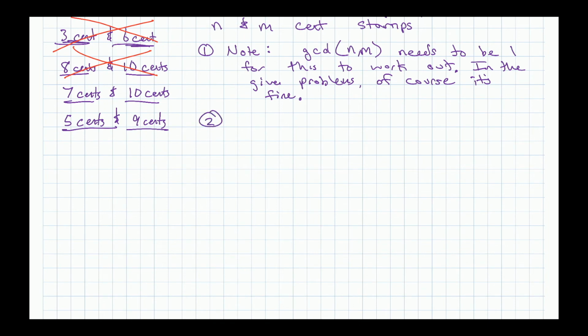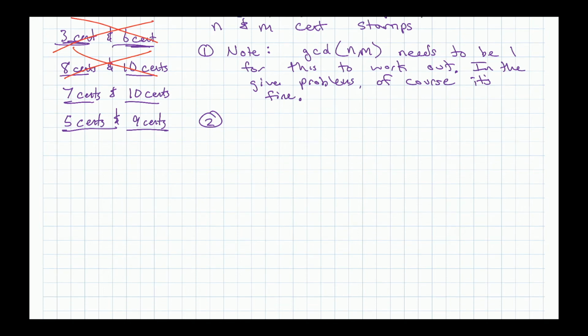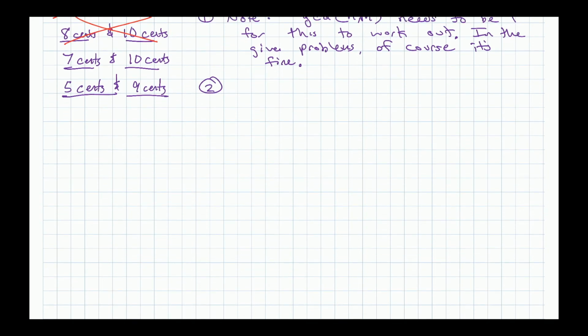Okay, so here's what you're going to do. So first of all, what postages can you actually make? So the postage you can actually make is this. So the postages that you can make start at n minus 1 times m minus 1. Okay.